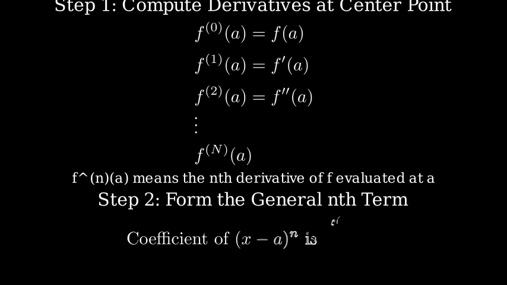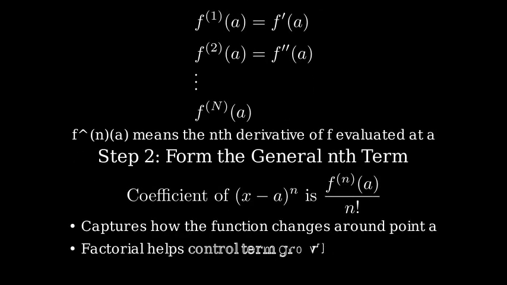Step 2. Form the general nth term of our Taylor expansion. The coefficient of x minus a raised to the power n is the nth derivative of f at a divided by n factorial. This structure captures how the function changes as we move away from the center point a. The factorial in the denominator helps control the growth of the terms as n increases.